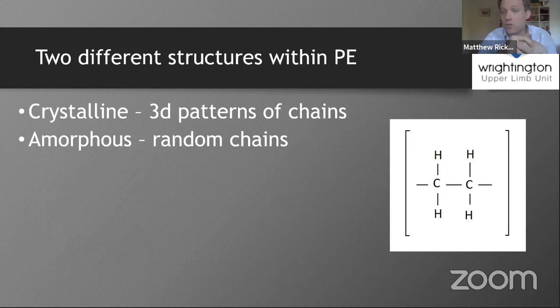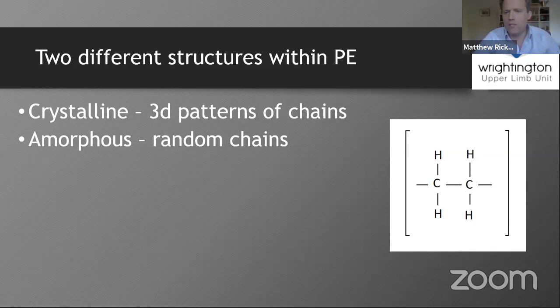There are 2 different structures within the polyethylene. This is the crystalline structure, which is 3-dimensional patterns of the chains, and an amorphous region of random chains, which gives more wear resistance with a tendency to cross-linking. So the cross-linking will give you better resistance to wear, and that's a key factor, because there are ways of getting cross-linking which you need to know about as well.